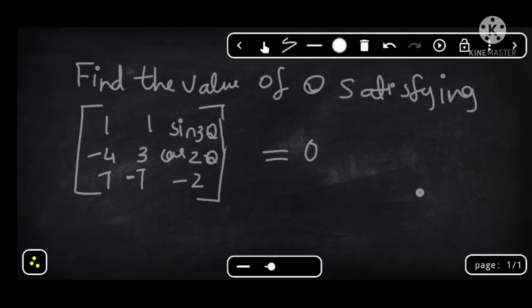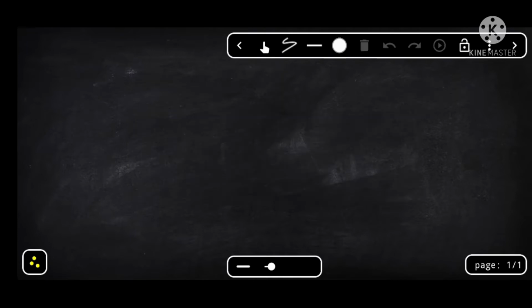Hello dear students. So we'll continue with the determinant problems. So this is our next problem. Find the value of theta satisfying the determinant of the matrix with rows 1, sine 3 theta, minus 4; 3, cos 2 theta, 7; minus 7, minus 2, equal to 0. Okay, so we have to solve this function, and finally we need to find out the value of theta.